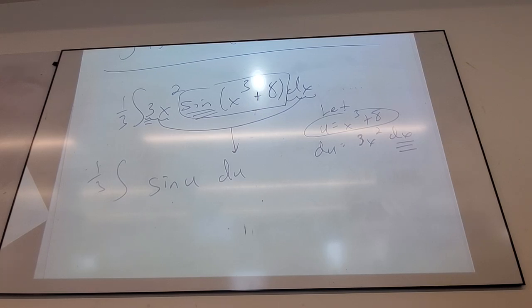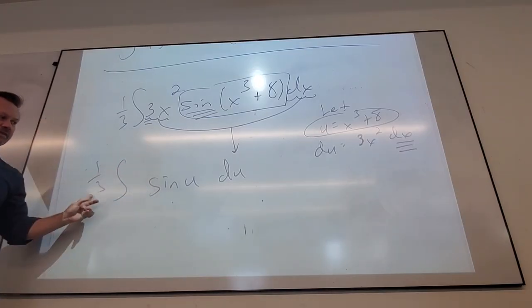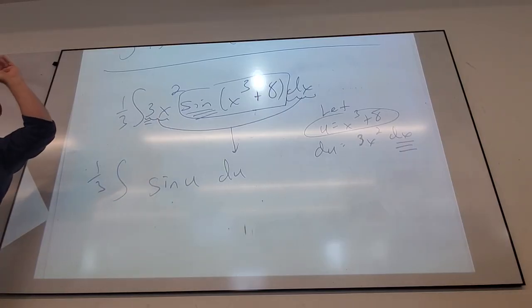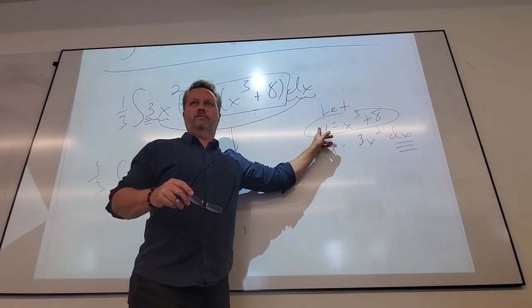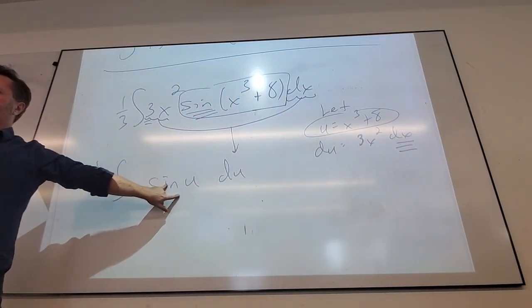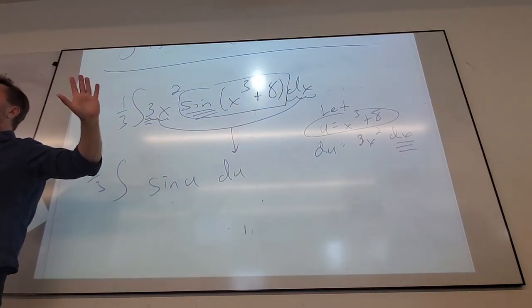I don't know what the antiderivative of x squared sine of x cubed plus 8 is. But if I do this, what's the antiderivative of sine u? Is everybody cool with the fact that this is equal to that? If I replace x cubed plus 8 with u, is that the same as this? Yeah, that's what I called it.